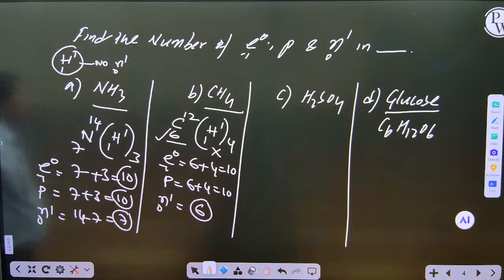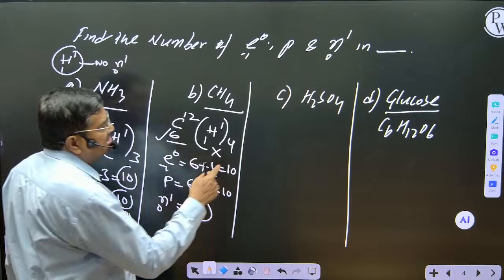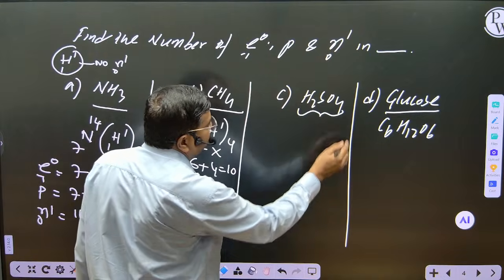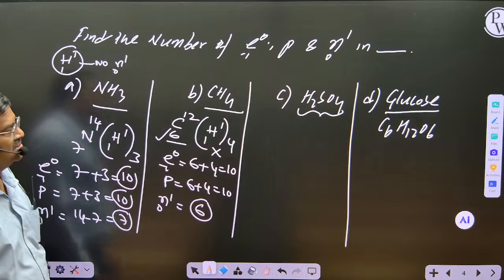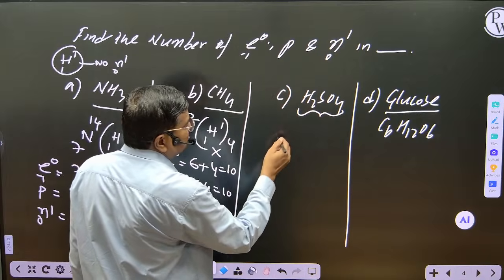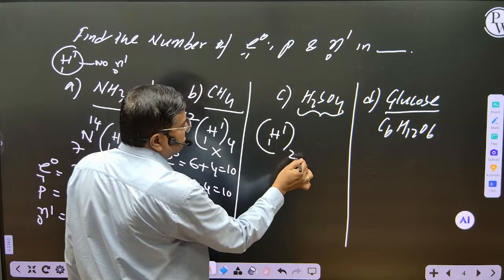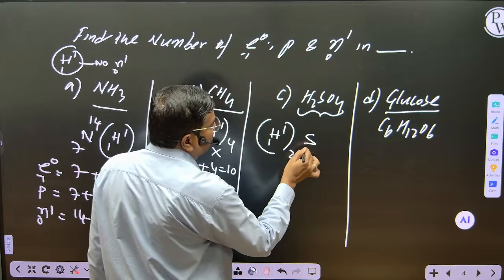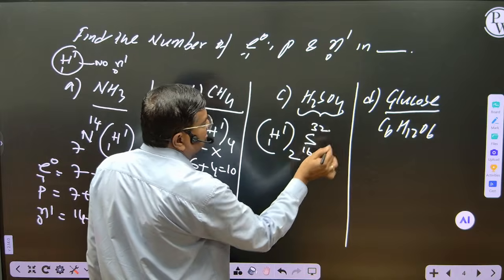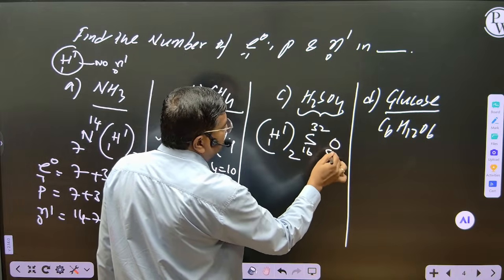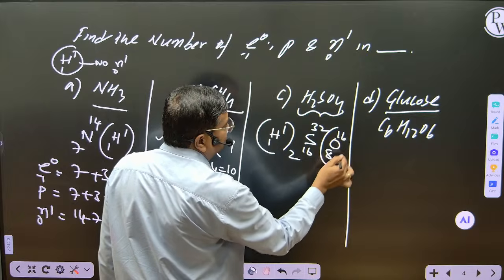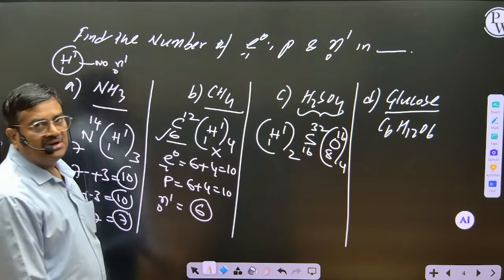Following students? Right. Simple it is. Now find for sulfuric acid. What is the formula of sulfuric acid? H2SO4. There are how many hydrogens? 2 hydrogens are there. So see how I am writing, H 1 1 taken twice. Sulfur atomic number 16, mass number 32. Oxygen atomic number 8, mass number 16. There are 4 oxygen atoms. You have to elaborate like that.